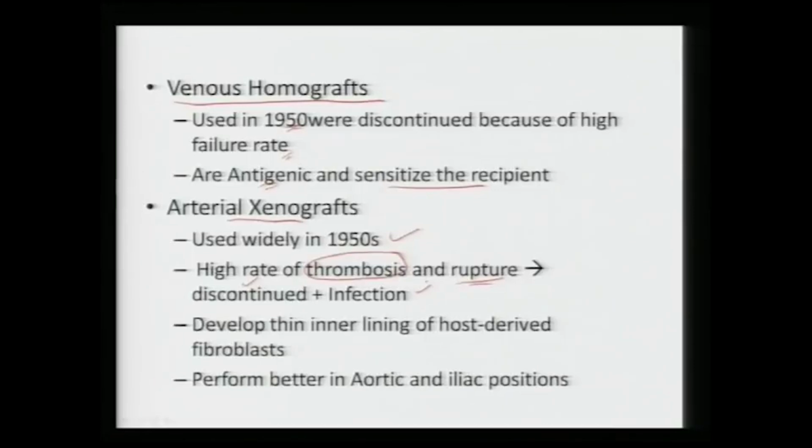What happens in arterial xenografts is they develop an inner lining of host-derived fibroblast. That is the problem, because it can lead to a higher rate of thrombosis, the rupture rate was very high, and it also led to infection later on. But they have been seen to perform better in the aortic and the iliac positions. So these arterial xenografts are well suited for aortic and iliac positions.